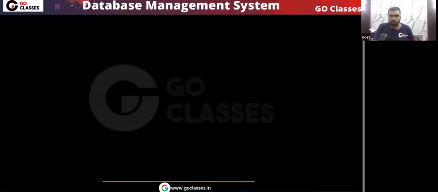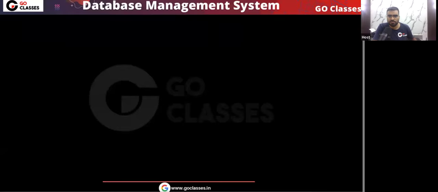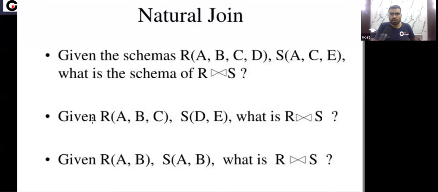So we have seen this outer join. Now let's see this question. Tell me the answer for this question. Natural join, given the schema. The schemas given are R(A, B, C, D) and S(A, C, E). What is the schema of R natural join S?